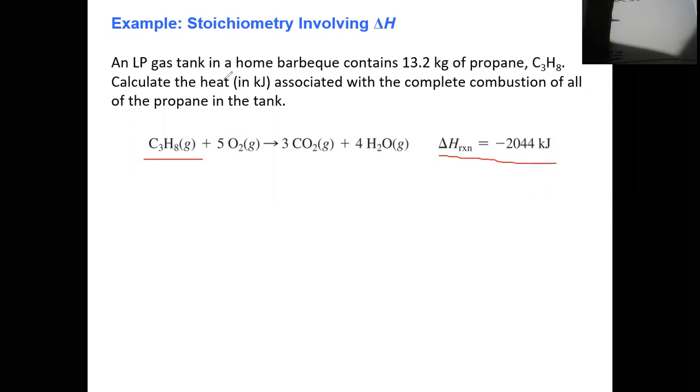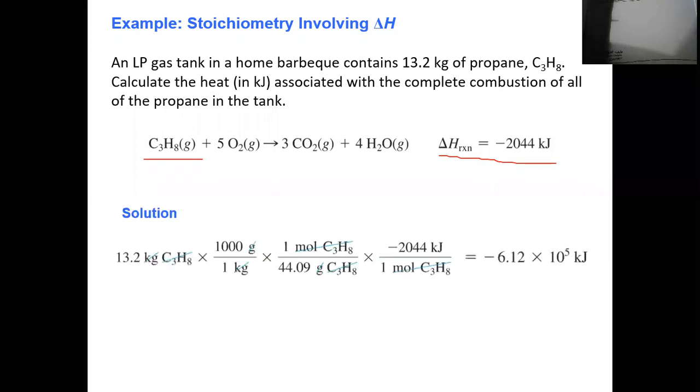Okay, so hopefully it makes sense to you then. If you take that 13.2 kilogram value and you convert that into a mole value, well, now you can figure out how much heat you'll release, right? So I'm going to take my 13.2 kilograms, I'll convert that into grams, then I'll use my periodic table, and I'll convert it from grams into moles. Once I know how many moles I have, then I can use my balanced chemical equation to figure out the delta H for my own burning of propane gas.